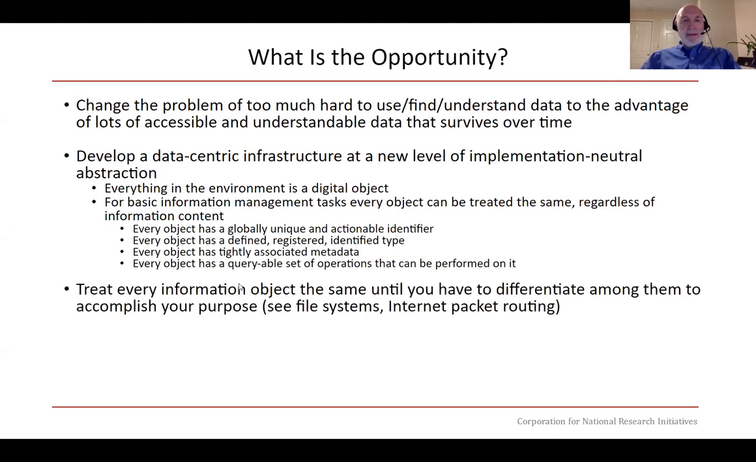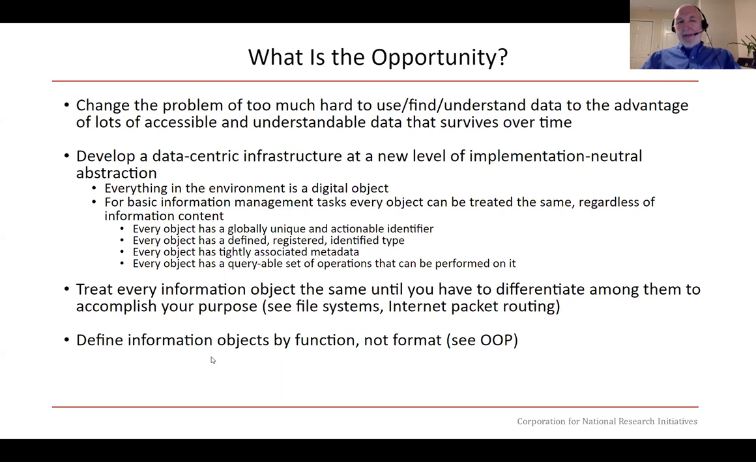Everything in the environment is a digital object. For basic information management tasks, every object can be treated the same, regardless of information content. Every object has a globally unique and actionable identifier, and defined and registered type or types. The objects are typed, they're identified, with tightly associated metadata. Every object has a queryable set of operations that could be performed on it. That's one of the ways in which this idea begins to differentiate itself from what we do now. You treat every information object the same until you have to differentiate among them to accomplish your purpose.